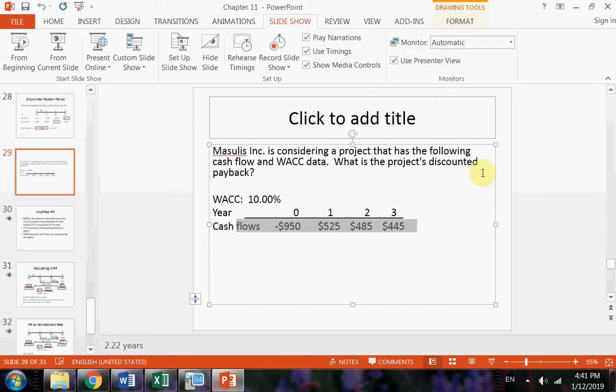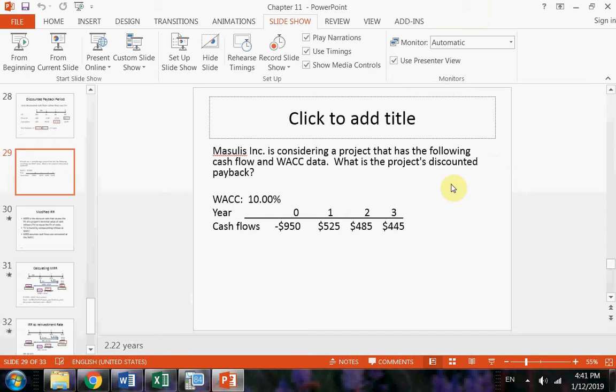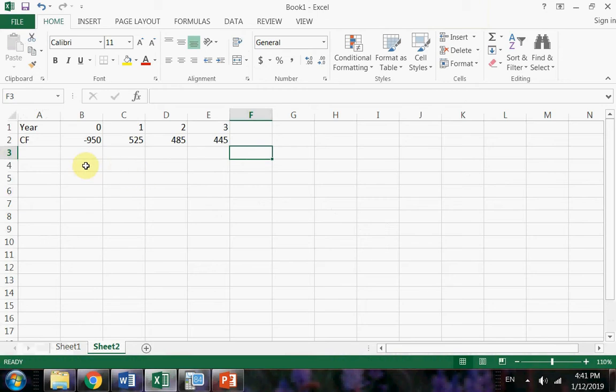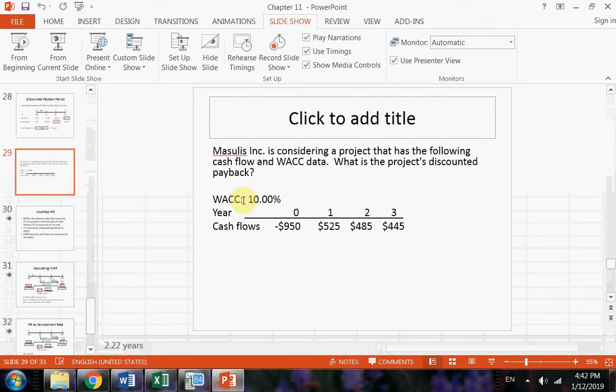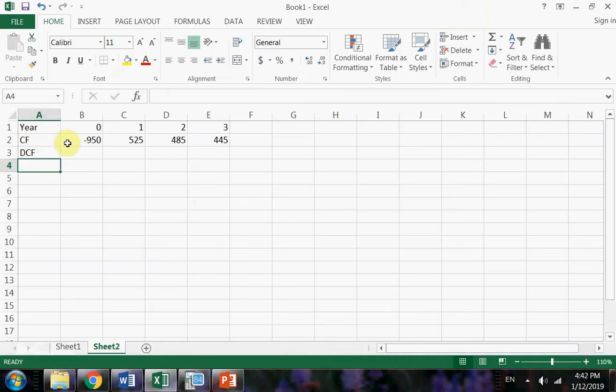Okay, this is a question to practice on this topic for discounted payback period, and these are the cash flows from year 0 to year 3. And to get the discounted payback period, you first need to discount all the cash flows, and the discount rate here is given as 10%. That is your cost of capital.